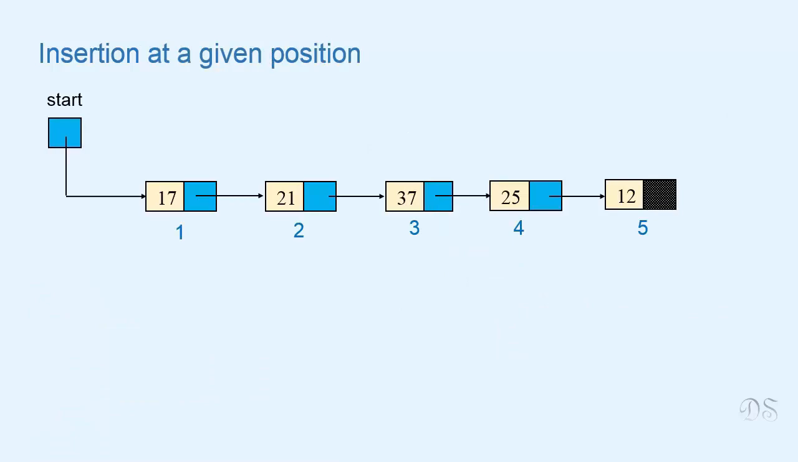Now let's see how we can insert at a given position in a list. Suppose we are given a value k and we have to insert a new node at kth position in the list. If value of k is 4, then in this list we have to insert a new node here. The position of the new node will be 4, position of this node will become 5, and position of this node will become 6. So that means we have to insert a new node between these two nodes, and for that we require a reference to this node.